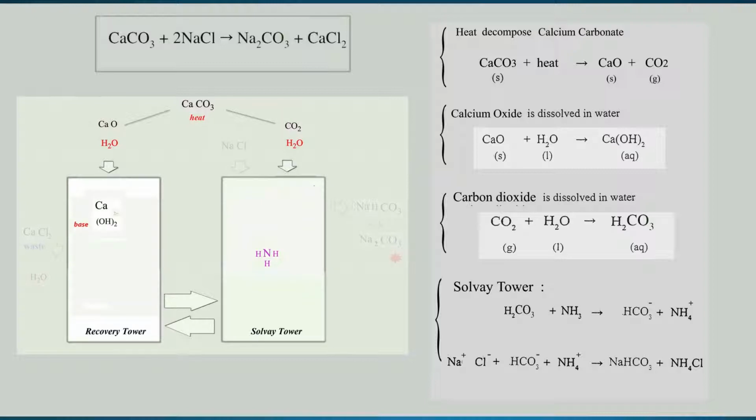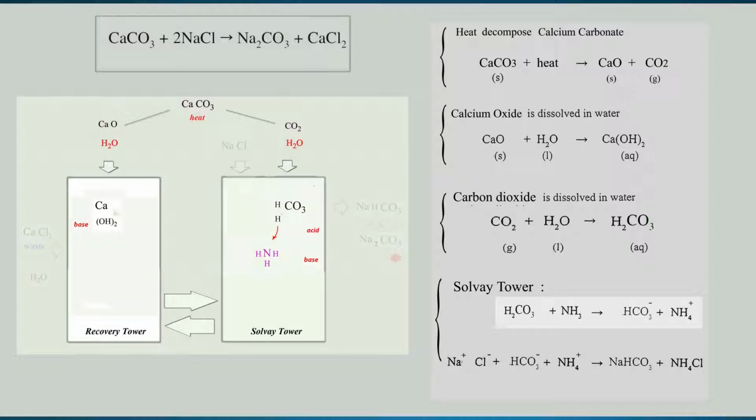Calcium oxide adding water forms a base, calcium hydroxide. Carbon dioxide adding water forms carbonic acid, the famous carbonic acid we've mentioned many times. Now look onto the Solvay tower. Carbonic acid with ammonia, what's the relationship? Acid and base relationship.